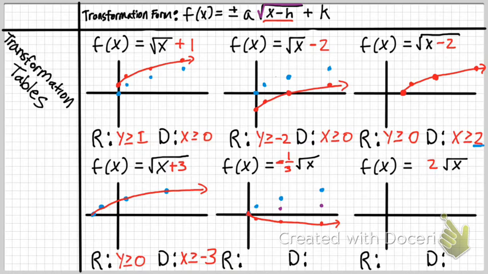And then our last transformation is the 2. So I'm now going to be stretching it vertically. So my first point is still 0, 0. My second point becomes, instead of 1, 1, it becomes 1, 2.